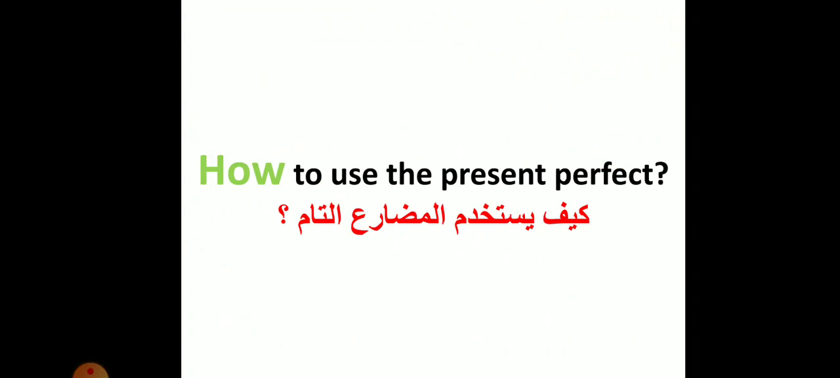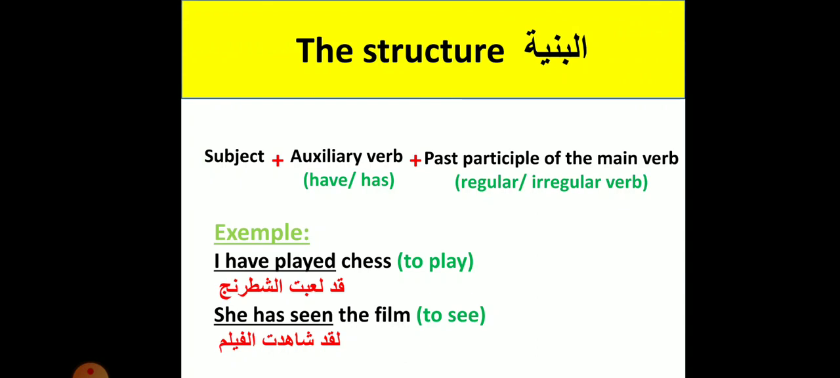How to use the present perfect? Here is the structure. Subject plus the auxiliary verb have or has, it depends on the subject, plus the past participle of the main verb. It could be a regular or irregular verb.